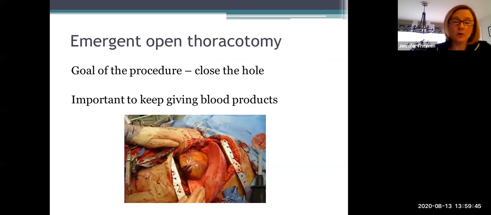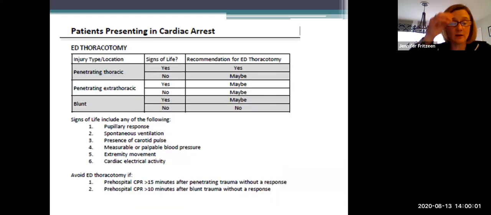You can see the open thoracotomy tray now on the left side of the bed here. The goal of the emergent open thoracotomy is to close the hole. And it's really important as they're looking to either suture, staple, put a finger in it, put a Foley in it, whatever, in order to close that hole and stop immediate bleeding. It's important that we keep giving blood products. The other thing is they can tell us what the heart looks like, if it looks empty or if they have enough volume in there.